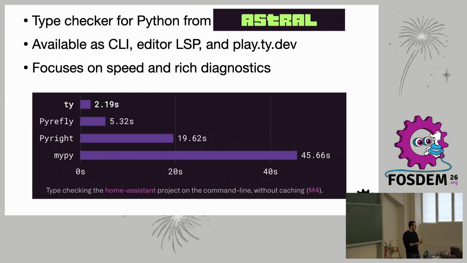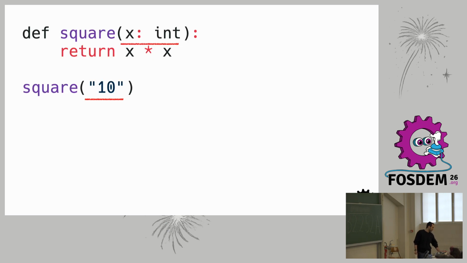And for that, TY made a couple of decisions that really help to achieve that speed, which I'm going to be talking about in the next slide. So this is going to be a more technical talk. And yeah, I'm a contributor to TY. I'm going to be talking about some of the interesting aspects of the internals. So before looking into it, I'm just going to give you a very small example of what a type checker does for you.